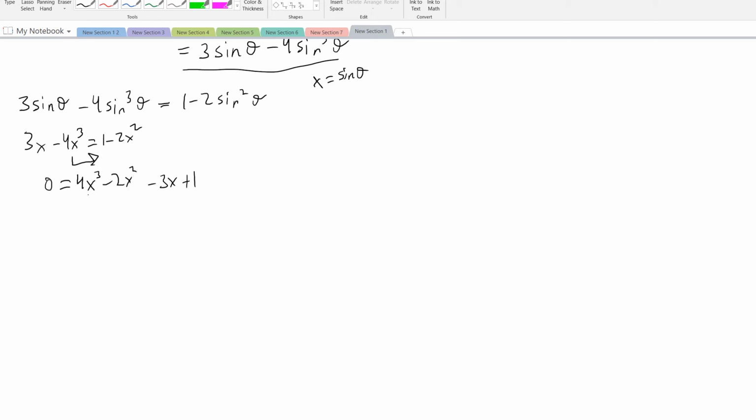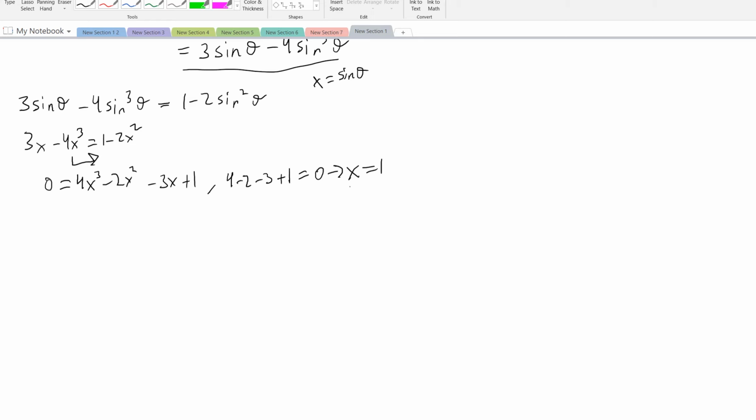Now, this polynomial is not necessarily so easy to factor, though. But there is one easy solution that we can find. If we add the coefficients of the polynomial together, it's the same as plugging in x equals 1. And what we end up with is 4 minus 2 minus 3 plus 1, and that's equal to 0, which tells us that x equals 1 is a solution.